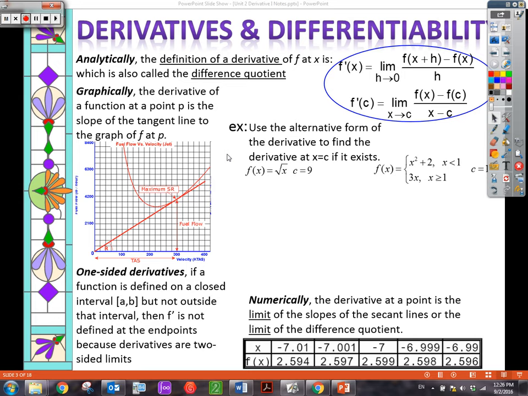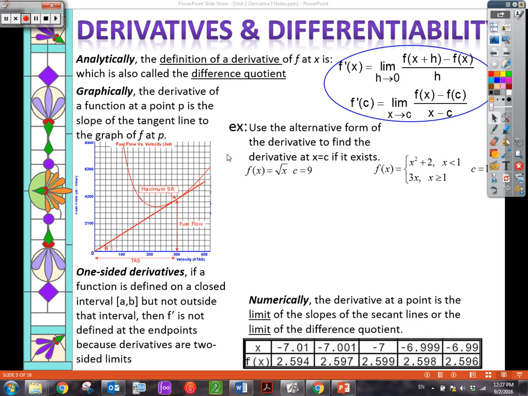Alright, so let's take a look at today's lesson. Today's lesson is on derivatives and differentiability. Let's think a little bit about yesterday's lesson. Yesterday we were introduced to some topics that have to do with derivatives, like the normal line, the tangent line, and the secant line. We just touched on those and talked about what those were.